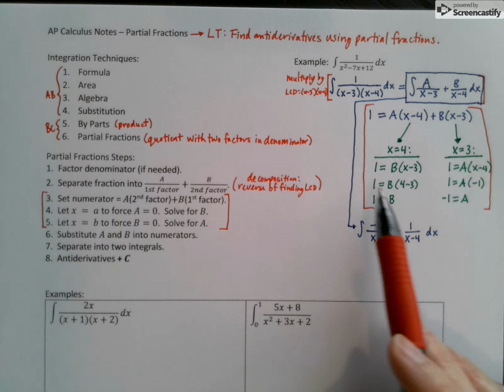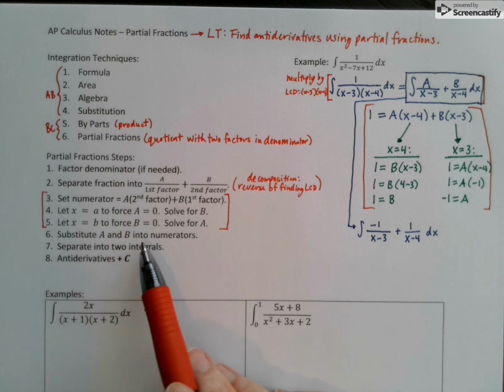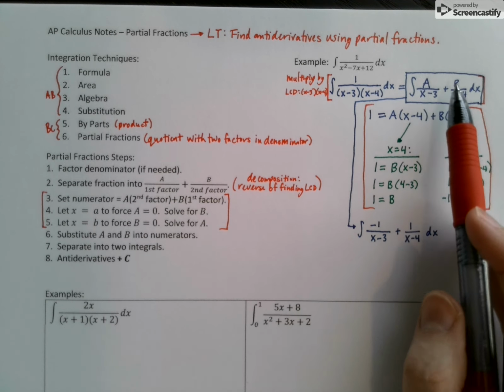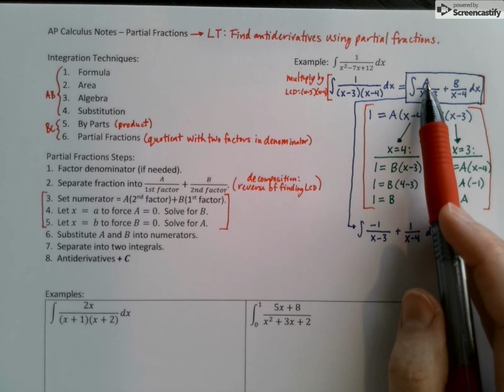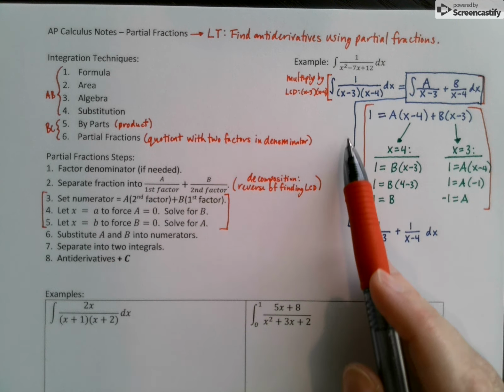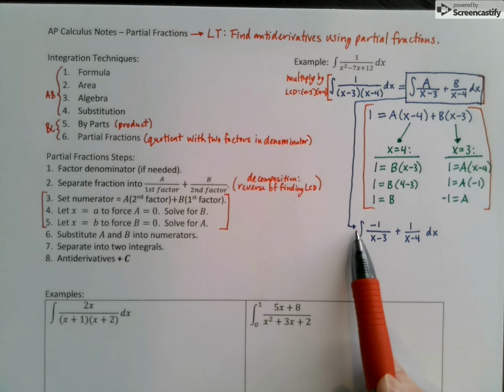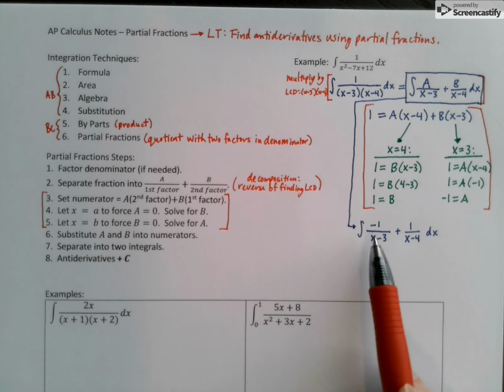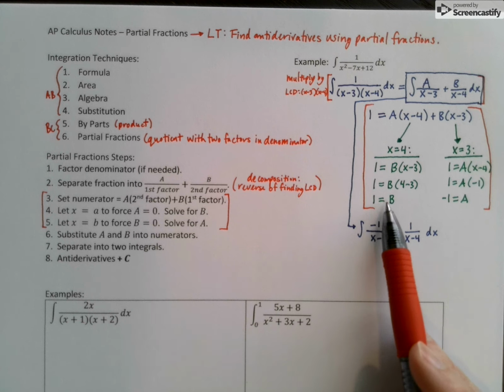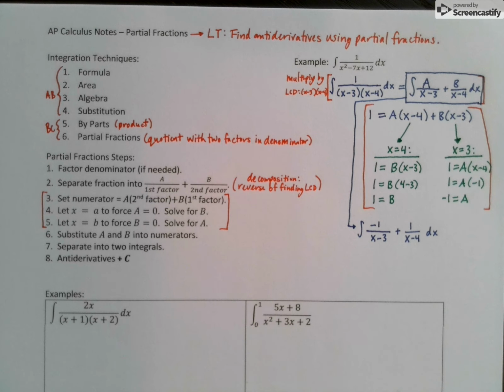So once we've gotten through that process, our next thought is to go back to our original problem where we set up the a over the first factor and b over the second factor, and go ahead and substitute those values that we just found for a and b. I know it's kind of a hard arrow to follow there, but our a over x minus 3 becomes negative 1 over x minus 3 plus b over x minus 4. We found b to be positive 1 over x minus 4.